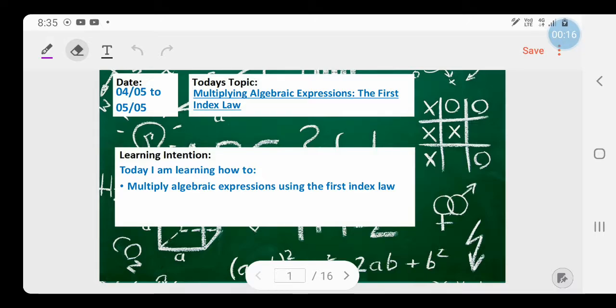Now there are about, depending on how you classify them, 6, 7 or 8 index laws, and I think you tend to learn them all in grades 9 and 10. We're going to learn at least half of them in Year 7, because I think you guys are up to the task. But we're going to take it nice and slow, and today we're just looking at the first index law, whatever on earth that means for you guys. So today's learning intention: to multiply algebraic expressions using the first index law.